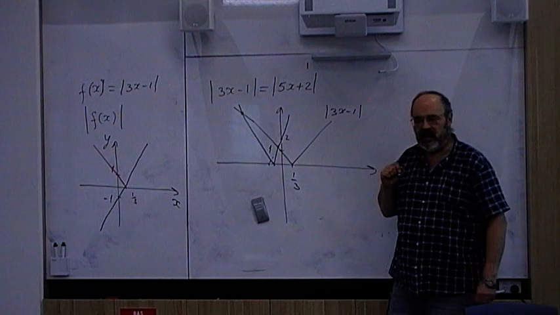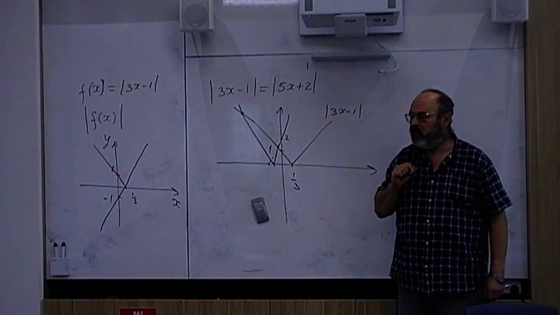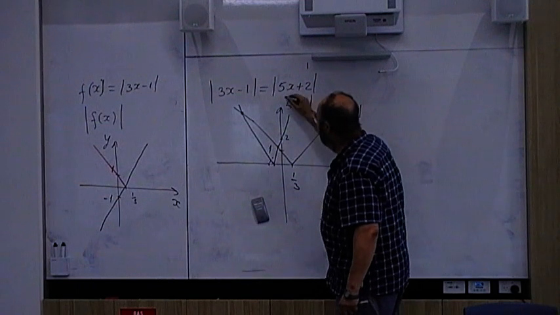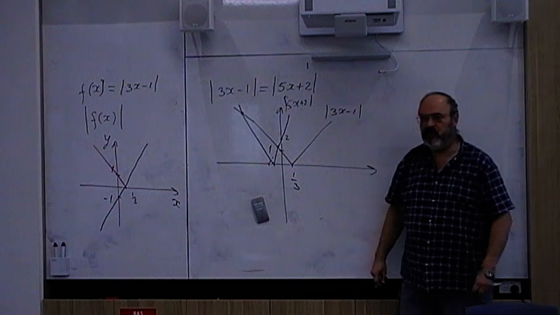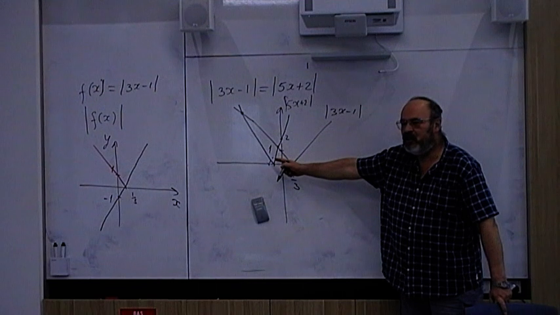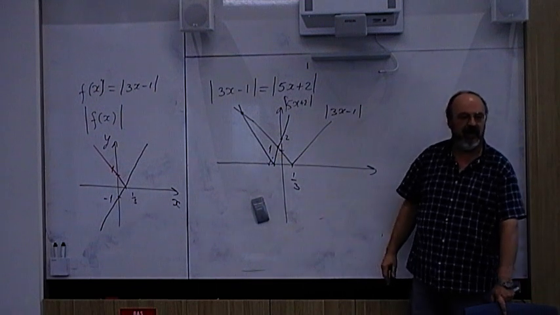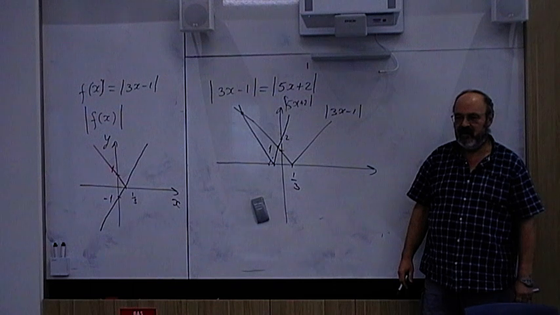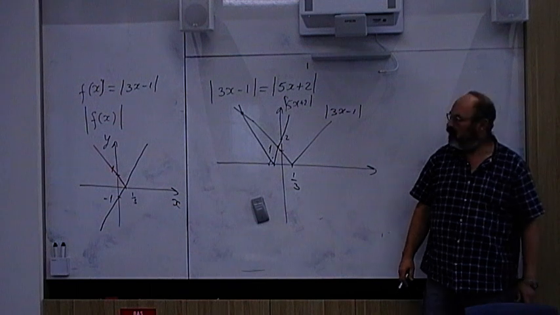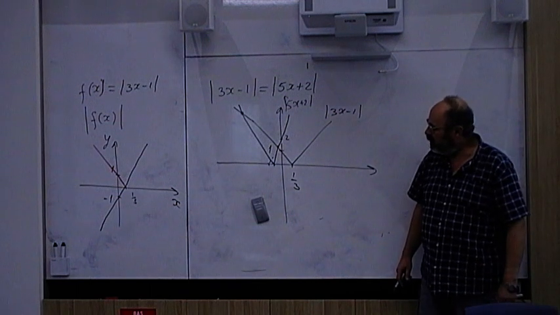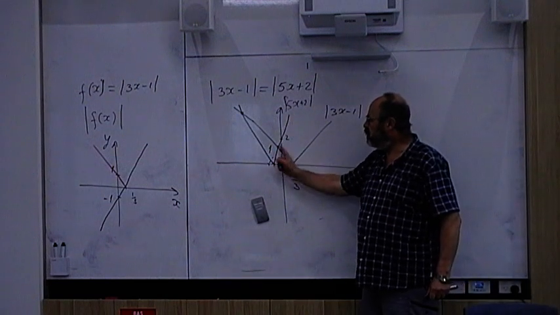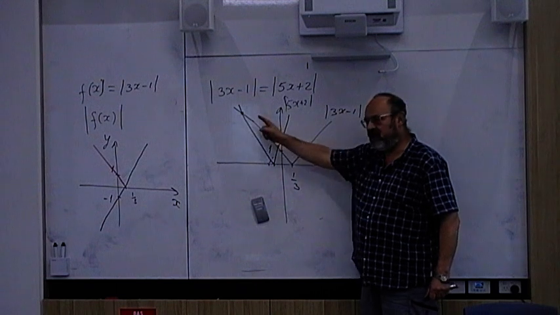Why did we do this? What does it tell us? We're looking at both lines. This is modulus 5x plus 2. Will we have any positive solutions? No positive solutions. They don't intersect for positive x. They intersect only for negatives. But another important thing: which branch is this? This one is positive, and this is negative.